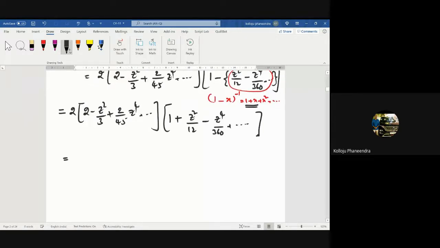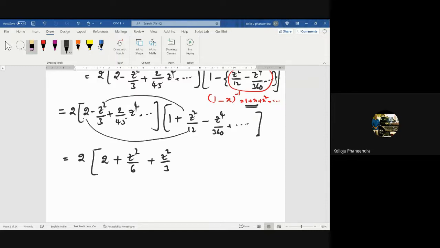This is 2 into, right, up to some terms. 2 into 1 is 2. Next, 2 into this one. That is plus z square by 6 will be there. Done? Right. Next one, I will write up to z square only. Next one, z square into z square by 3, this is minus z square by 3. Is it correct? Right.